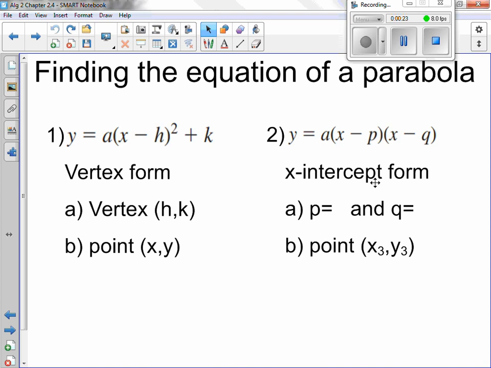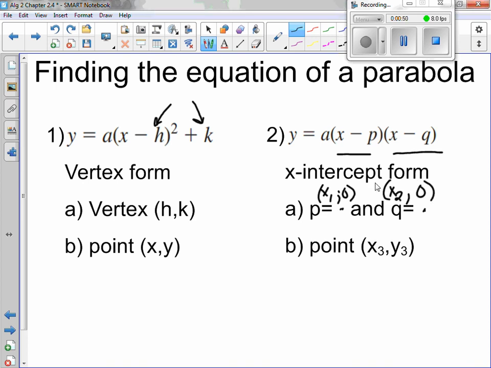Now, the two forms we have: vertex form, because it gives us the vertex, h and k. Intercept form, these two are our x-intercepts. It gives us the value of x that will make the function equal 0. Now, the x-intercept form is going to come in one of two ways: p equals some number, or q equals a number, or x1 comma 0 or x2 comma 0, because the value of y at the x-intercept will always be 0.